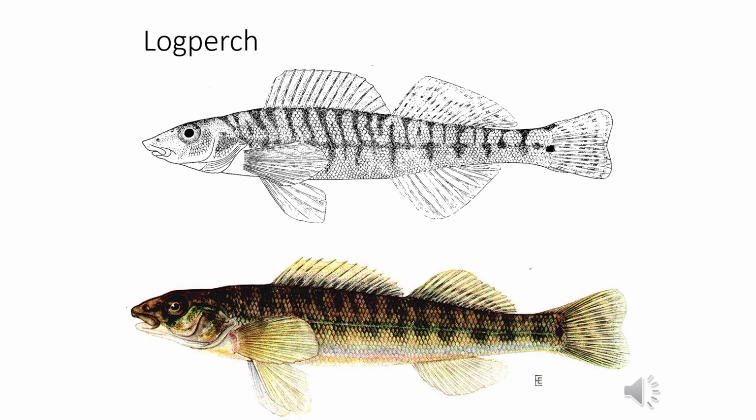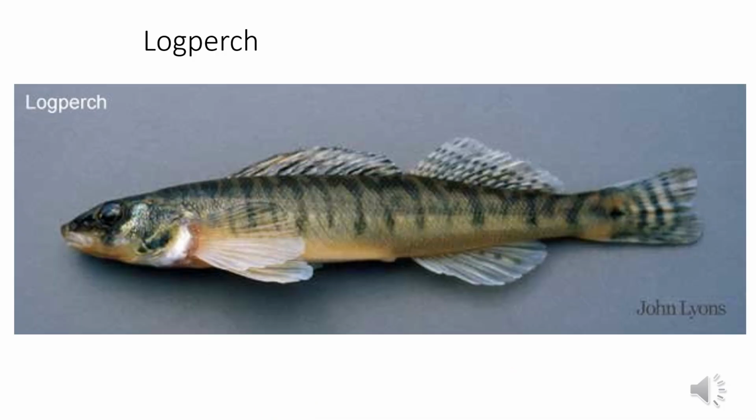When I recognize a fish as a logperch, what's going to jump out in my mind will be the vertical bars down the side, the pig nose, and quite often a very dark caudal spot. Notice the vertical bars and the pig snout.